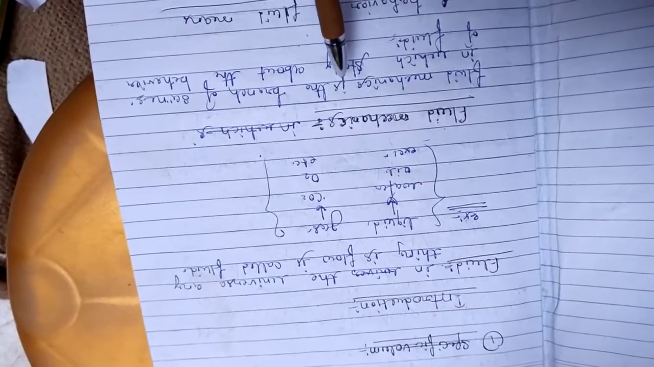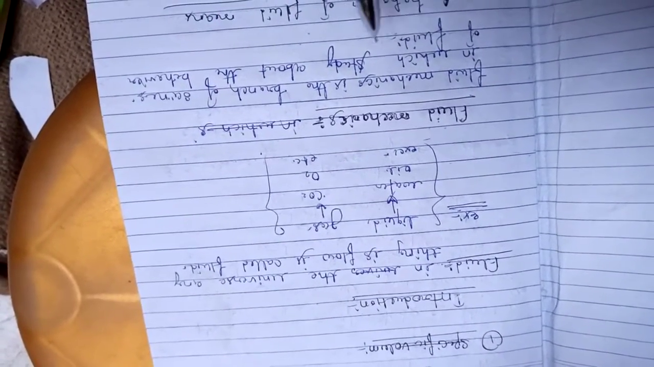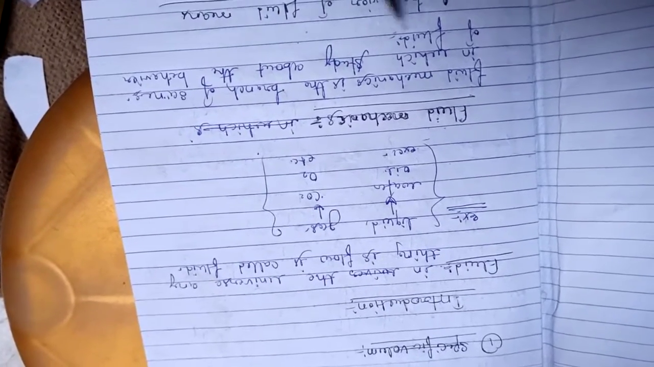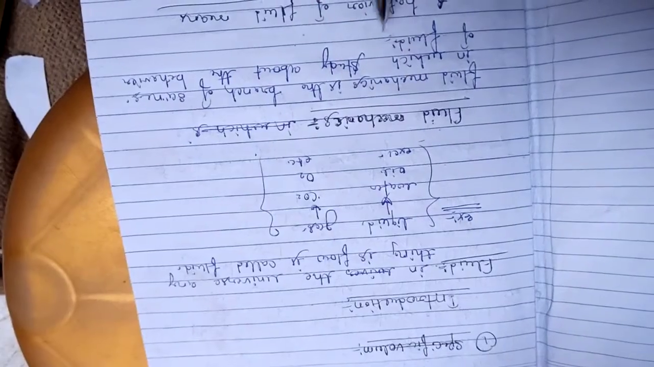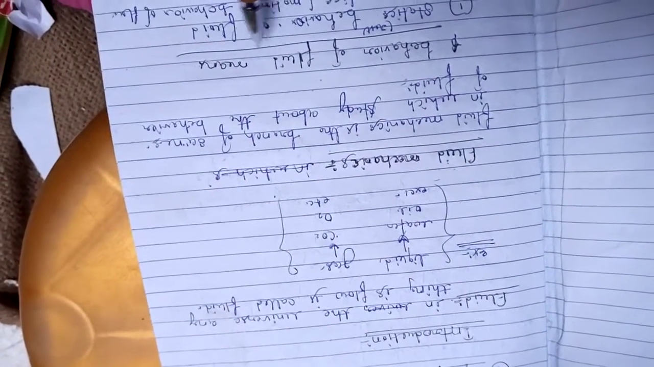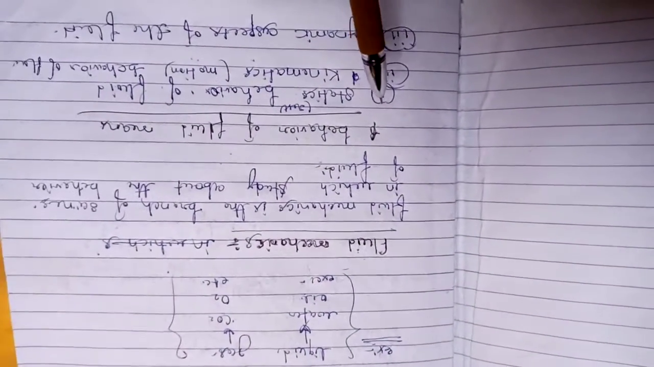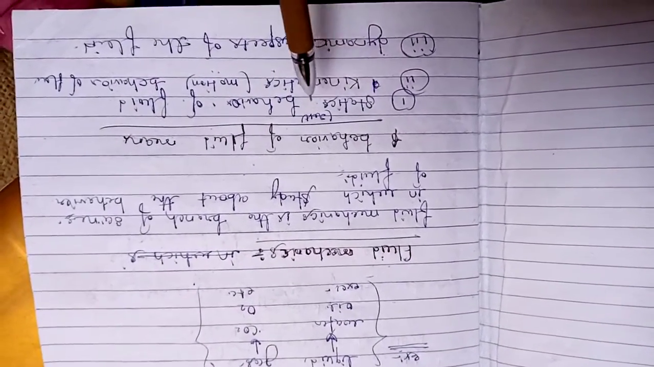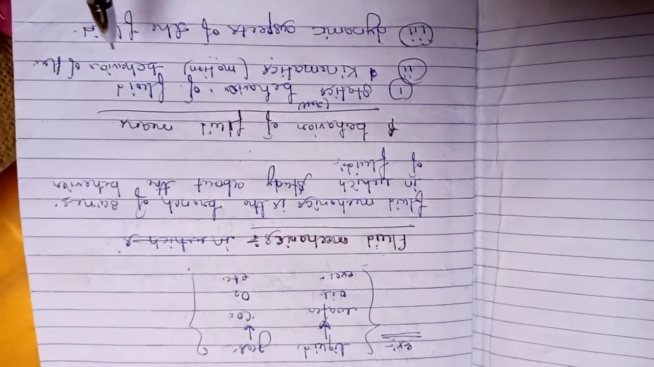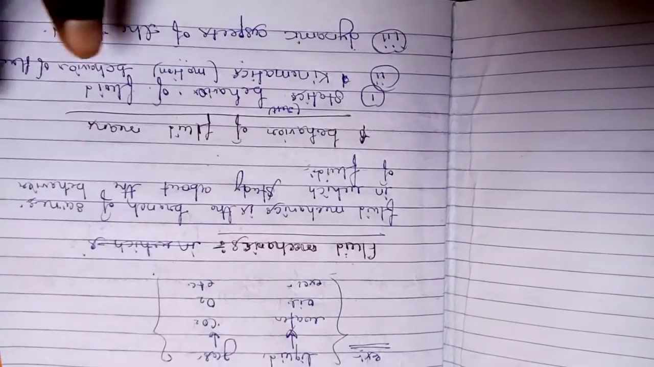Fluid mechanics is the branch of science in which we study the behavior of a fluid. Behavior of a fluid means, first, the static behavior of a fluid. Second is the kinematic motion of the fluid. Third is the dynamic aspects of the fluid.